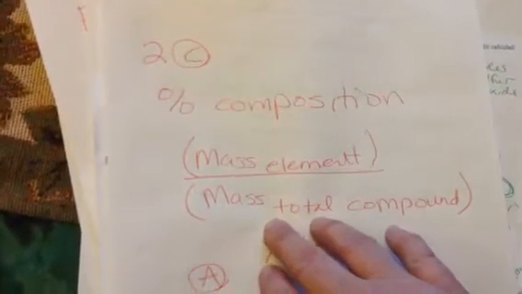Whenever you do percent composition, let me look at the equation here, you're always going to take the mass of the element over the mass of the total compound. Okay, and in the problem that you had, those numbers were given right here at the beginning of question 2, so you could use those numbers down here on C.